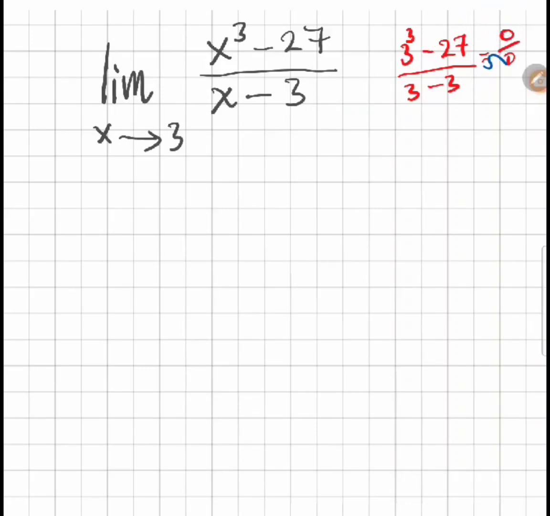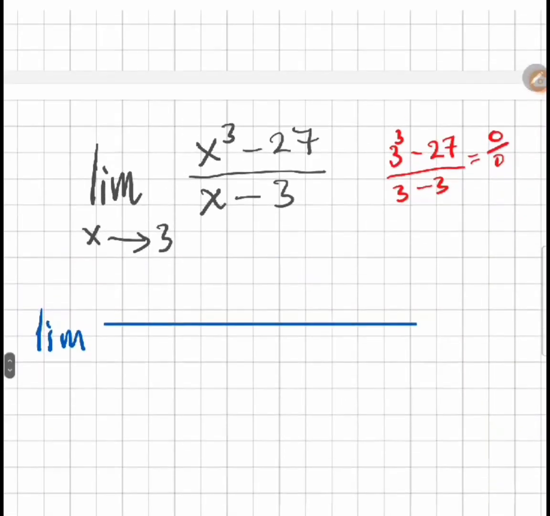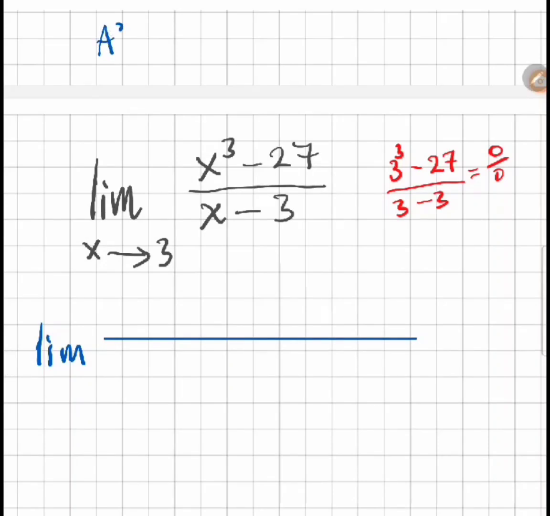So how can we factor x cubed minus 27? So what we have is the difference of cubes. And whenever you see that, you can use this formula. a cubed minus b cubed is a minus b times a squared plus ab plus b squared.